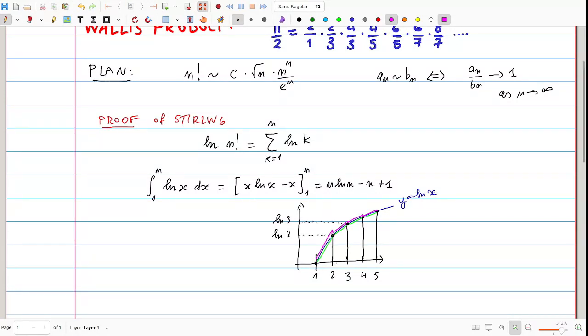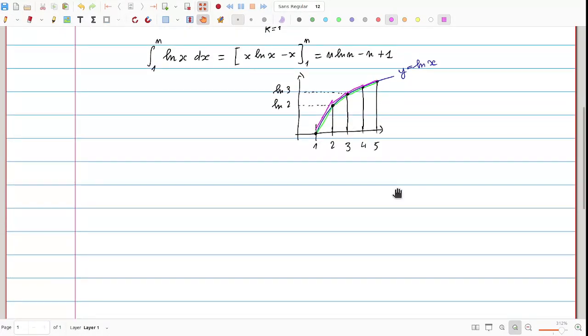In particular the approximation from below will produce the n factorial we are looking for, and the one from above we need to compute the error between the two, and so get an approximation formula. This is the idea, so let's go on. The approximation of the integral goes like this.